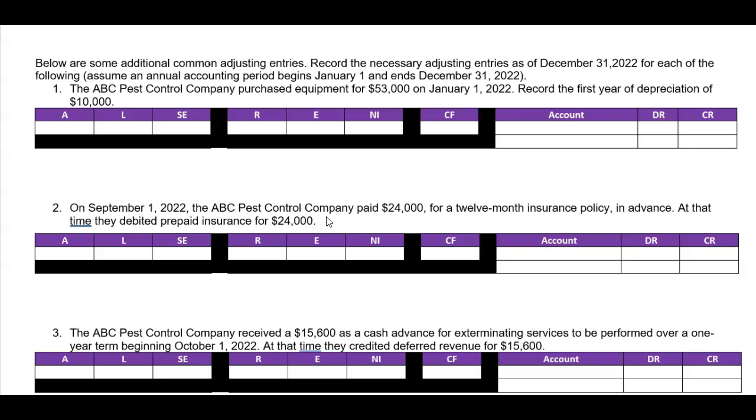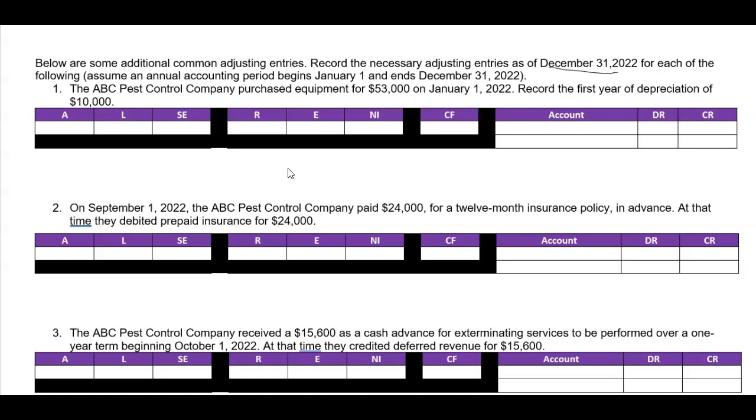So let's look at a few examples here. There are 7, I think, in total. I've added a little space just so I can write while we're sitting here and chit-chatting as we go along. Below are some additional common adjusting entries. Record the necessary adjusting entries as of December 31st, 2022. For each of the following, assume an annual accounting period that begins on January 1st and ends December 31st. So we're looking at the full year.